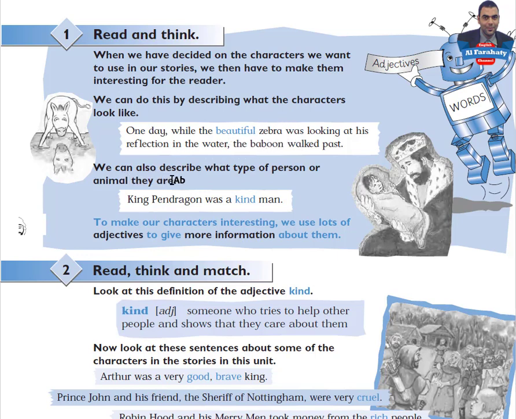We can also describe what type of person or animal they are. King Pendragon was a kind man. Yes, here we use the adjective kind in order to describe King Pendragon. To make our characters interesting, we use lots of adjectives to give more information about them. You understand that? Yes, let's look at activity 2.